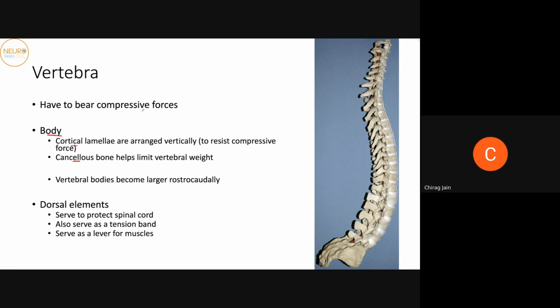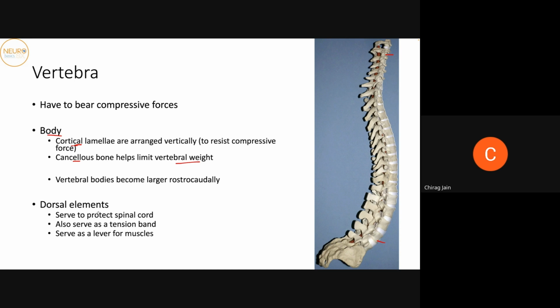The body, since it has to sustain these compressive forces, has this cortical bone. And the cortical lamellae are arranged vertically in the body. This is to resist the compressive forces. Now, the entire body could have been made up of cortical lamellae, but that would become very, very heavy. That is why cancellous bone is present inside the body. The only job of this cancellous bone is to make sure that the vertebral weight is quite low. Now, as we go down, more and more weight will be added to each successive vertebral body. That is why the lowest vertebral body is going to be larger than the uppermost vertebral body. As you go down, they become larger and larger.